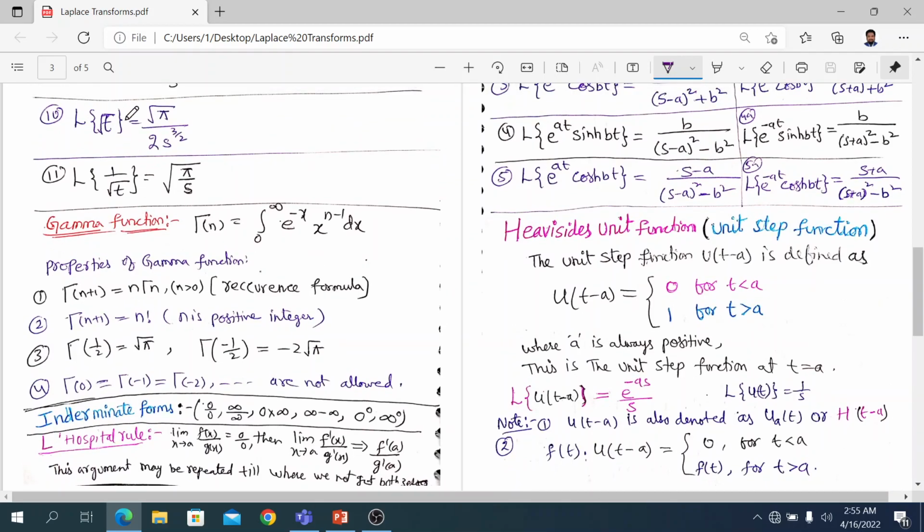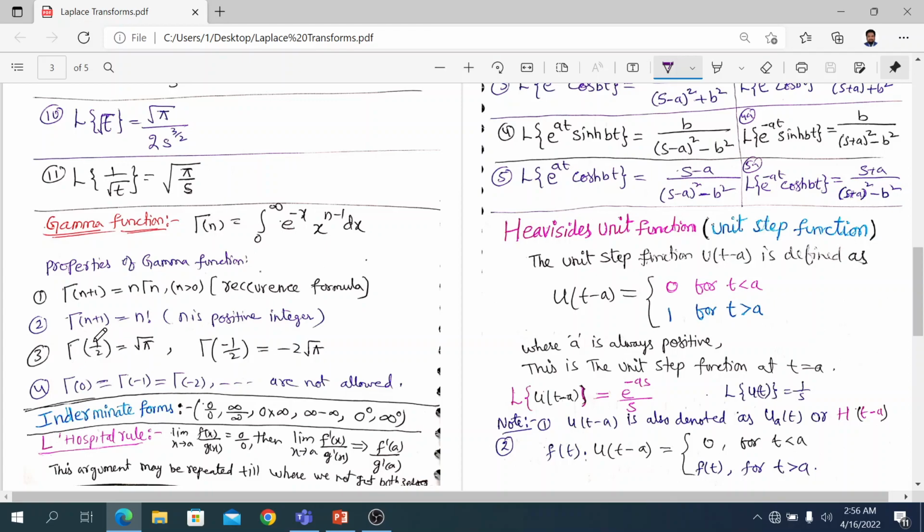Next, we have seen this gamma function. Now the gamma function is gamma of n is equal to integration 0 to infinity e power of minus x into x power of n minus 1 into dx. So now see the properties of the gamma function. Gamma of n plus 1 is equal to n into gamma n, where n is greater than 0. This is also known as the recurrence formula. Now gamma n plus 1 I can write as n factorial, where n is a positive integer.